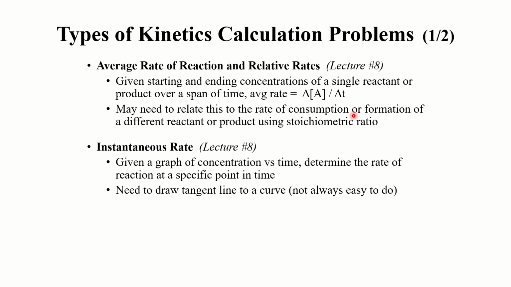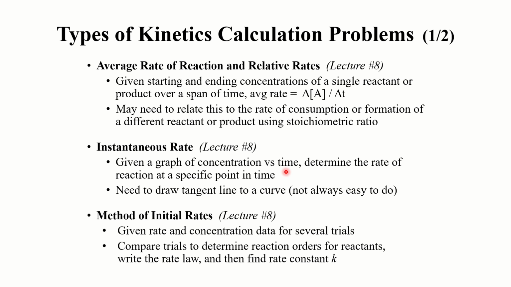Remember also instantaneous rate. This again was from lecture number 8. So given a graph of concentration versus time, determine the rate of reaction at a specific point in time. You need to draw a tangent line to a curve. So again, I want to note that I'm not going to ask you something like this on an exam. Me personally, I will not do this. It may come up in the homework, or if you're not from Wake Tech and you're just watching my videos because you like them, this may be something your professor asks you to do. Make sure you understand generally how to draw a tangent line and then determine the slope of that line.